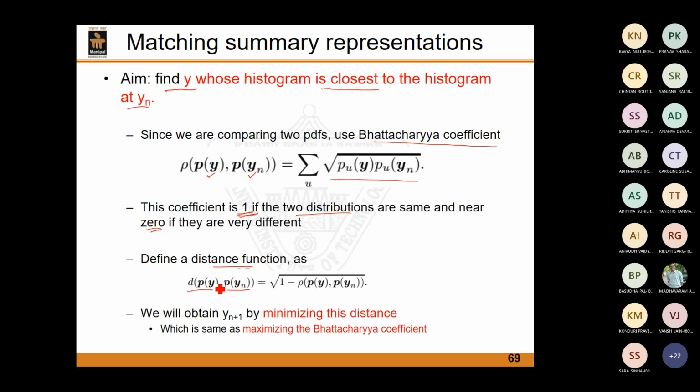So when I'm calculating the distance here, what that means is if the distance is high, then they are dissimilar. If the distance is low, then they are very much similar to each other. So if I'm using the distance function for the calculation, then it becomes a minimization problem where you want to find the value of y for which the distance is minimum, because if the distance is minimum, then the histograms are closer or more similar to each other. So that is about the Bhattacharya coefficient.